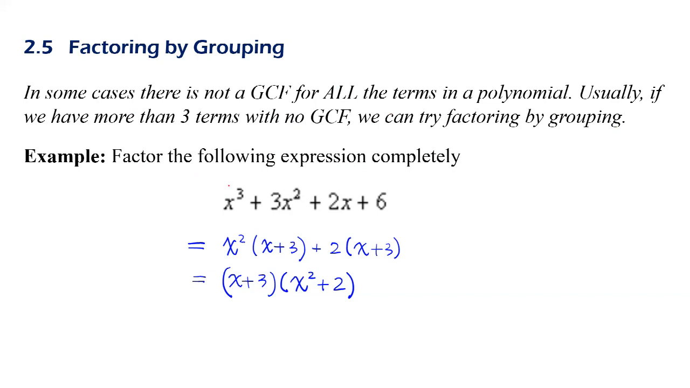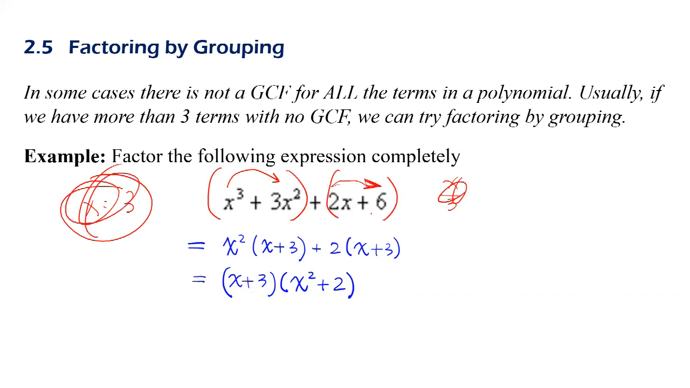So note that the ratio between the first two terms is x over 3, right? And the ratio between the last two terms is also x over 3, right? So this means we can group the first two terms and the last two terms respectively, right? So if we group the first two terms, you can see that there is a GCF for the first two terms, which is x squared. And what's left behind is x plus 3.